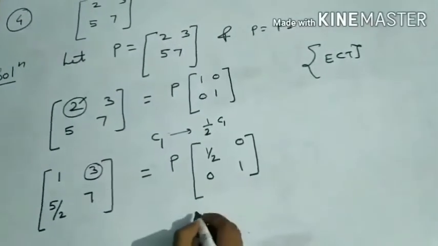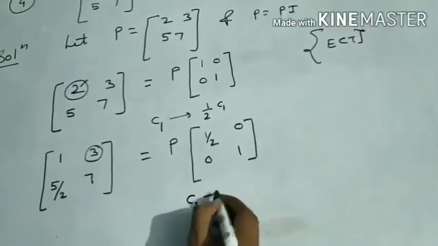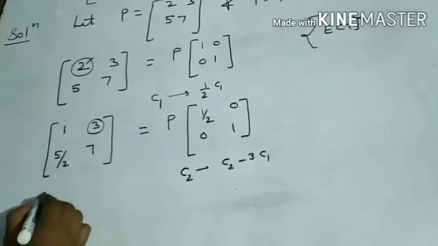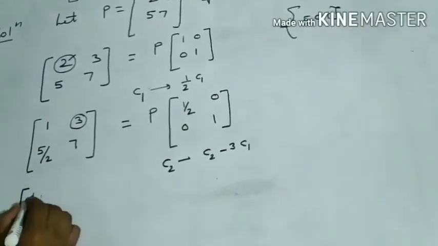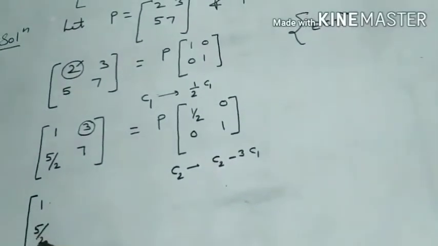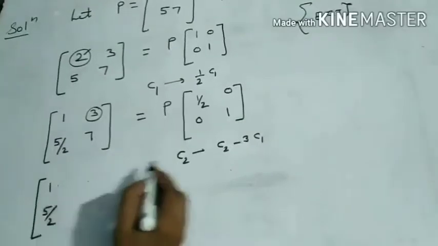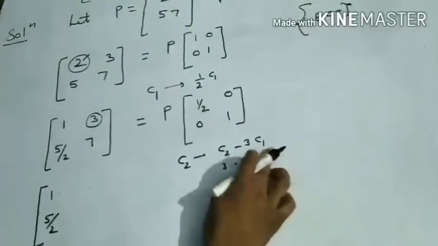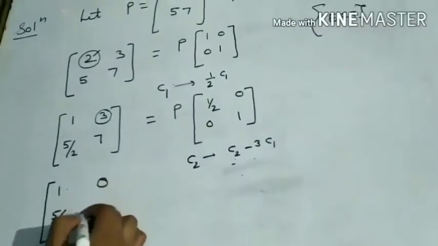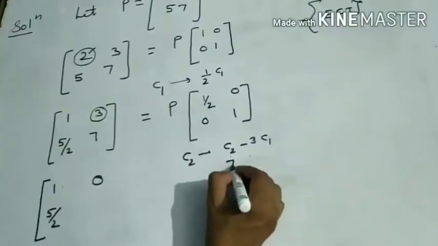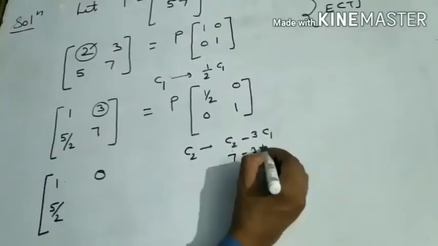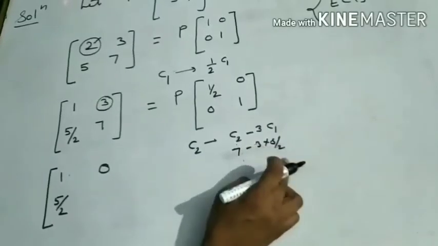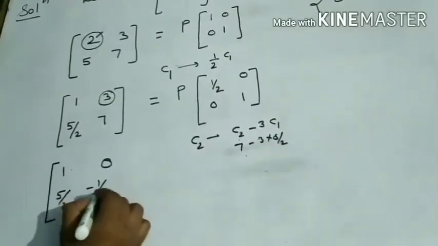So in C2 you have to do C2 minus 3 C1. Then what we will get? In the first column there is no change, this is 5 by 2. And here you have to see, when you do C2, 3 minus 3 into 1, this becomes 0. So here this is 0, and on this side C2 means 7 minus 3 into 5 by 2. So this is 14 minus 15 by 2, we will get minus 1 by 2.